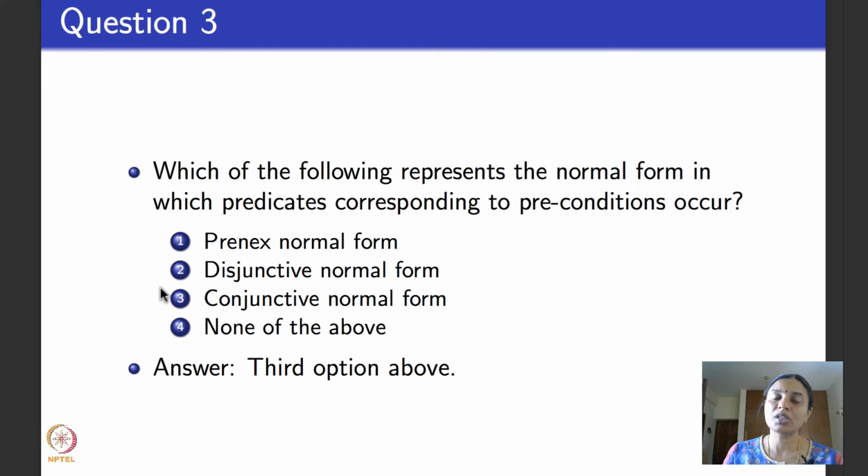It says each and every single precondition should be true. So the natural connective is an AND. When the connective is an AND, the normal form that we are talking about is conjunctive normal form. Disjunctive normal form deals with ORs. Prenex normal form, in fact, doesn't deal with this kind of thing. It deals with formulas which have quantifiers. I just gave it as a filler option. So the correct option here is conjunctive normal form.